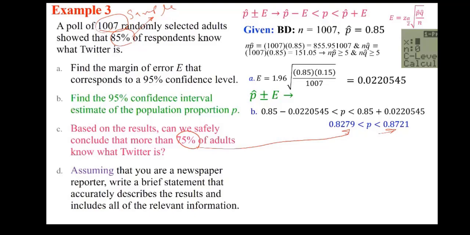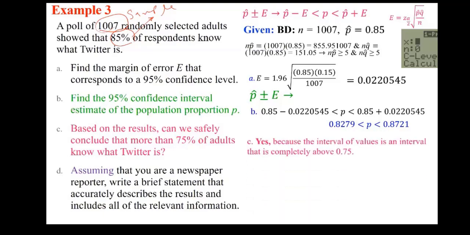But for the sake of argument, if the bottom was, let's say, 0.7, then we couldn't say so. That's important to see why we can claim that, because if it contains 0.75, we couldn't. This one obviously doesn't contain it. If both of them are less than 0.75, that means less than 75% of adults know about what Twitter is. Since both of them are larger, they know that.